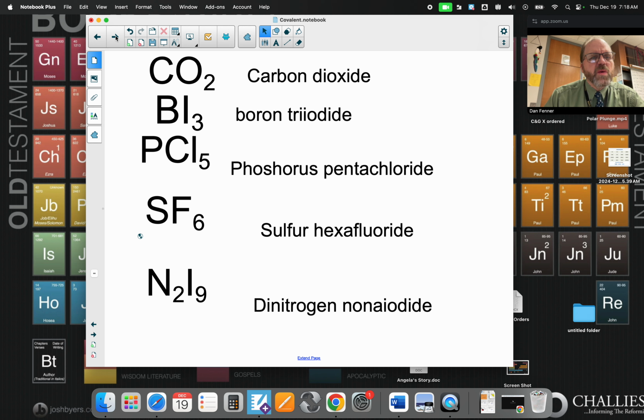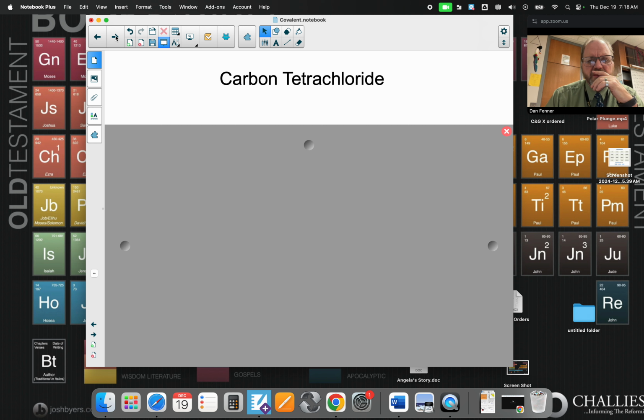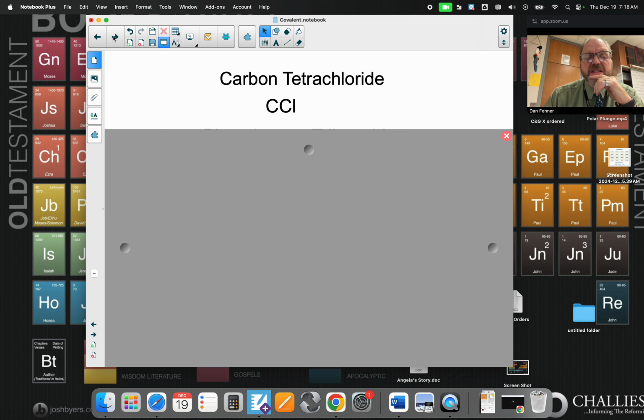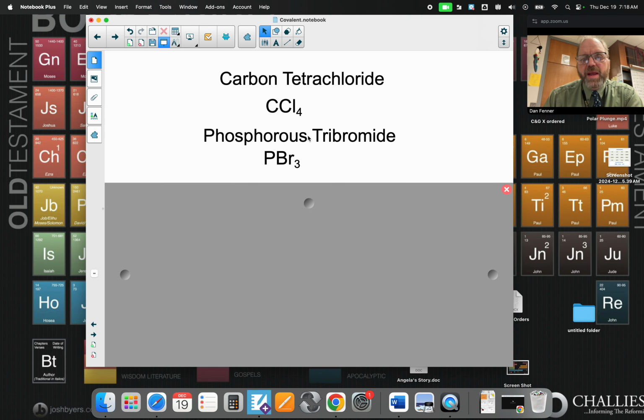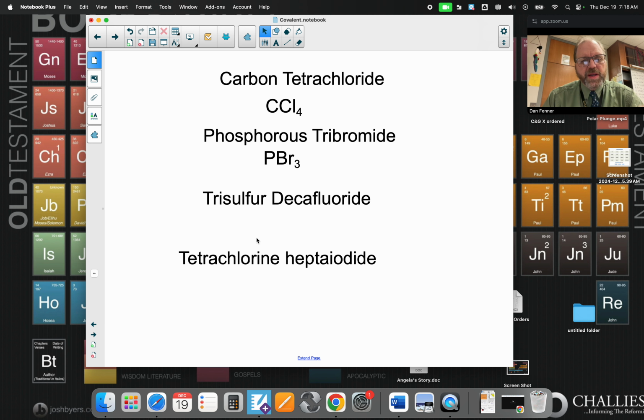All right, let's try going the opposite way here. Let's do carbon tetrachloride. Carbon is C. Chloride is Cl. Tetra, there's 4. So it's CCl4. All right, let's try next one. Phosphorus tribromide. Phosphorus is P. Bromine, there's 3 of them. Tribromide.